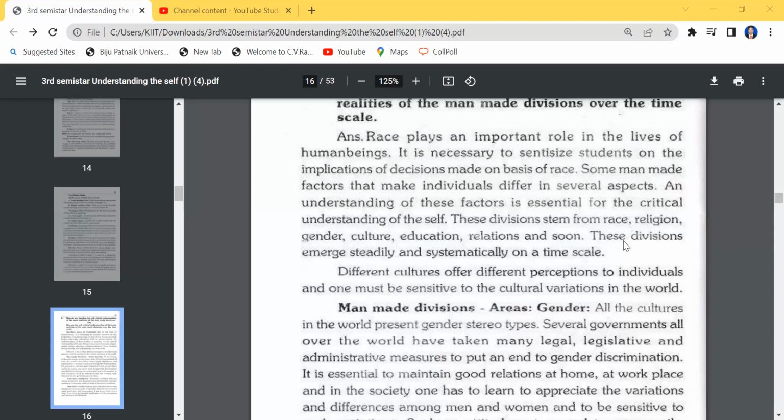When you think about the divisions, why is it necessary for us to do this? Why will you do this? Just to remember it.